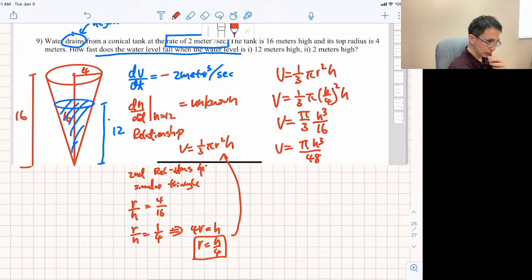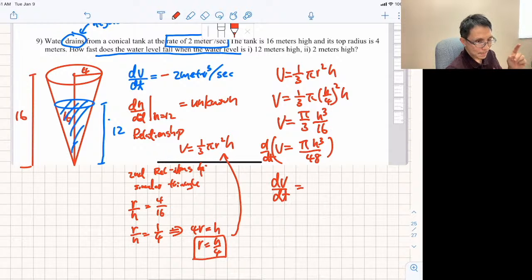Now why is that important? Because that is the way you reduce a two-variable equation down to one using the second relationship. Now I'm going to take a derivative with respect to t here. Would you do the quotient rule here? Nope, you will not. If you do the quotient rule, I will smack you.